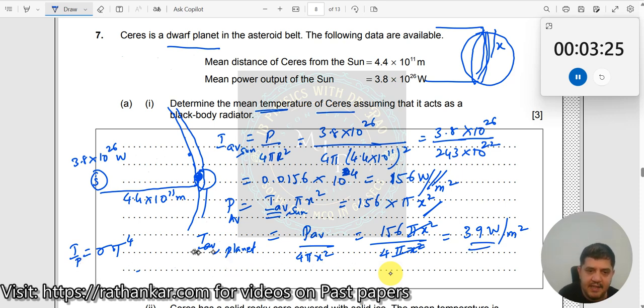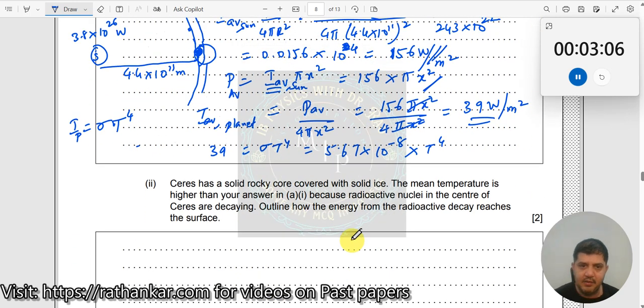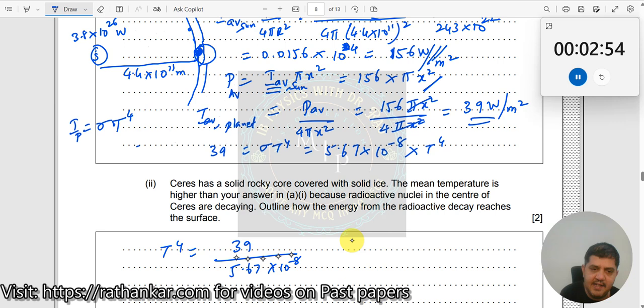So now I am going to substitute: I average planet, 39, is equal to sigma T power 4, which is 5.67 into 10 to the power of minus 8, the sigma value, into T power 4. I do not know T power 4; I need to find it out. So I will write here, because I don't have much space: T power 4 is equal to 39 divided by 5.67 into 10 to the power of minus 8. This implies T is equal to 39 divided by 5.67 into 10 to the power of minus 8, whole to the power of 1 by 4.